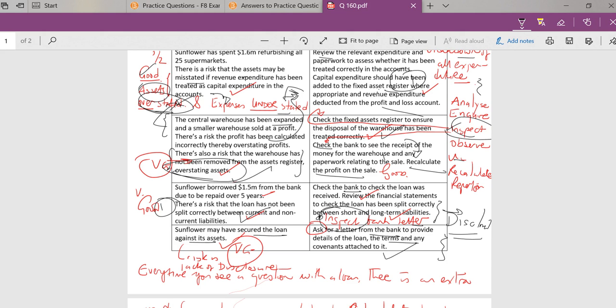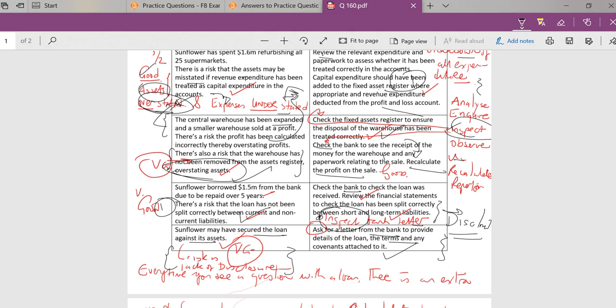Now, I write here, and you see this again every time you see a question about loans, there's the issue of the risk of a lack of disclosure of the security, number one. There's the question you've highlighted clearly, this poor classification, the failure to classify between current and non-current terms.